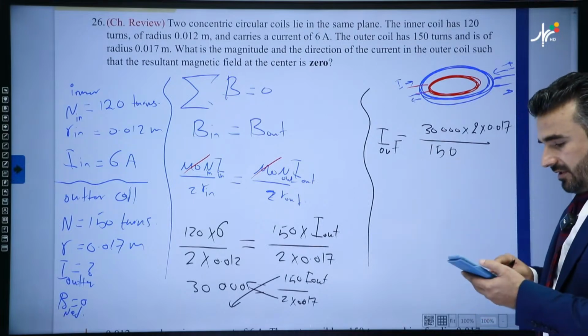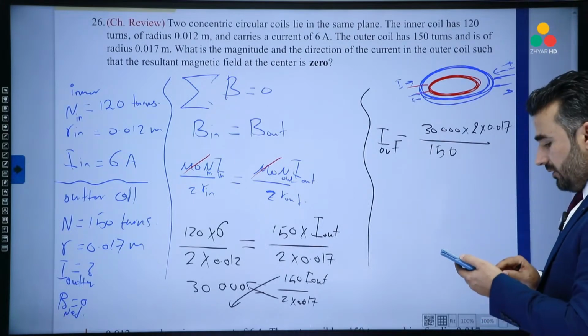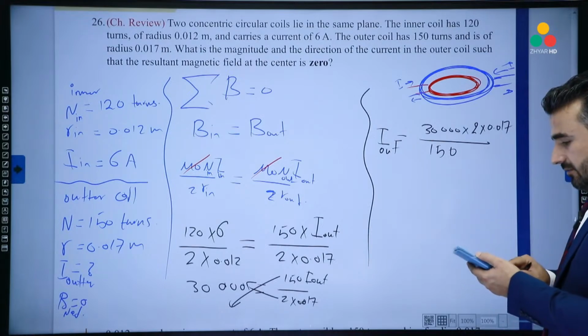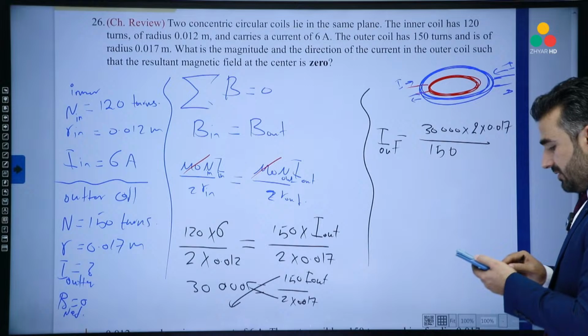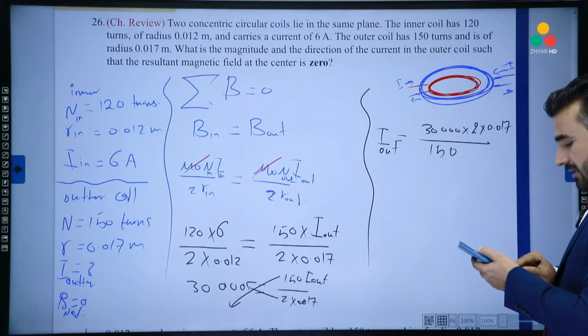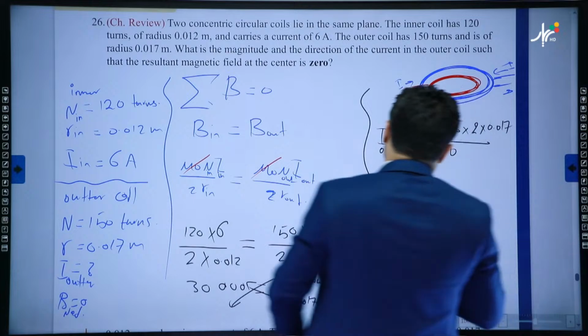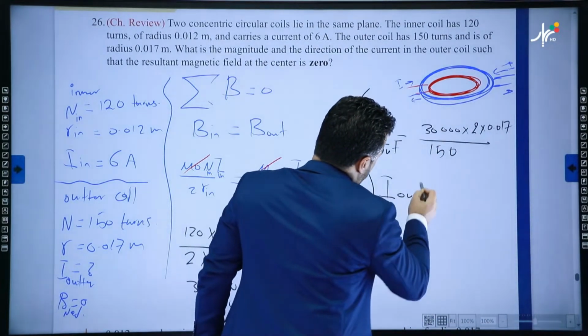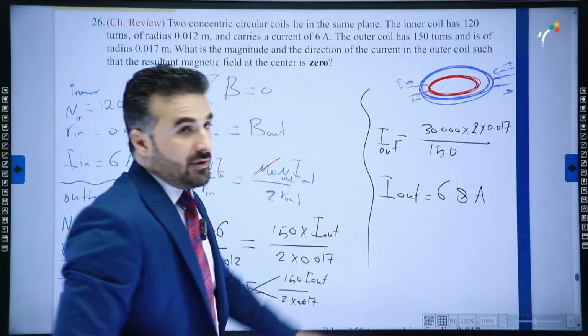Okay, so let's do this one. It's 30,000 multiplied by 2 multiplied by 0.017. That is basically 1020 divided by 150. The answer is going to be 6.8 here. So we can say the current for the outer coil is basically 6.8 amperes. And this is how you do it.